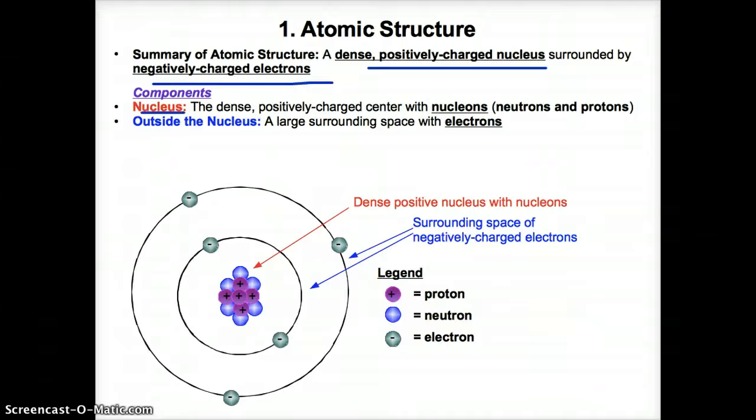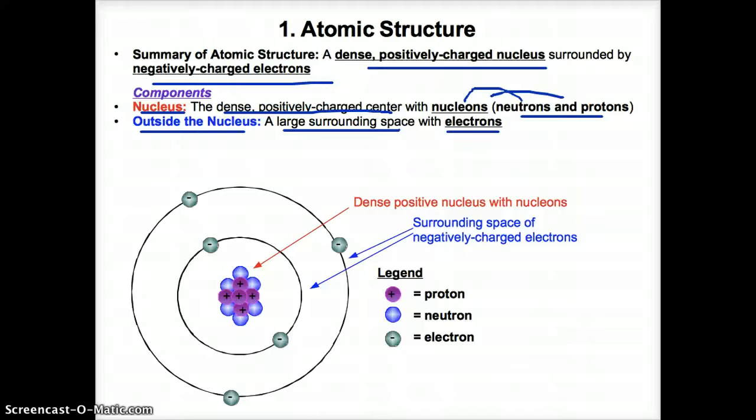First, you have the nucleus, or the small, dense, positively charged center of the atom, with particles called neutrons and protons inside of it, collectively known as nucleons. Neutrons and protons are collectively called nucleons because they're both particles found inside the nucleus. Now, outside the nucleus, you have a large, mostly empty surrounding space that contains electrons.